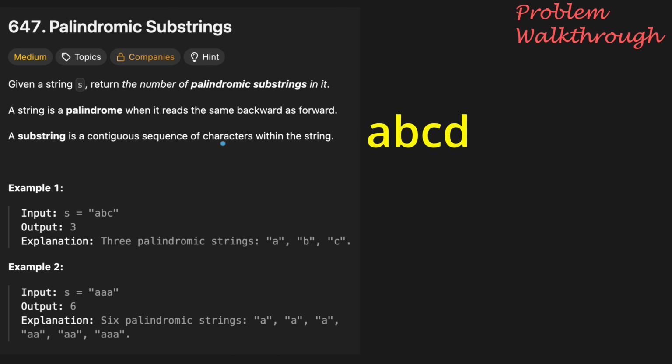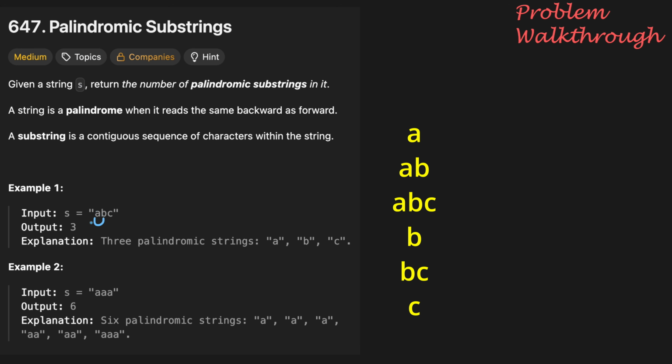For example, in the string ABCD, AB, BCD are substrings, but AD is not, because the characters are not next to each other. Then in example 1, for the given string ABC, we can have substrings like A, AB, ABC, B, BC, and C. And out of these, only substrings which are palindromes are A, B, and C, which results in total count of 3. Hence, we will return 3 as our answer.